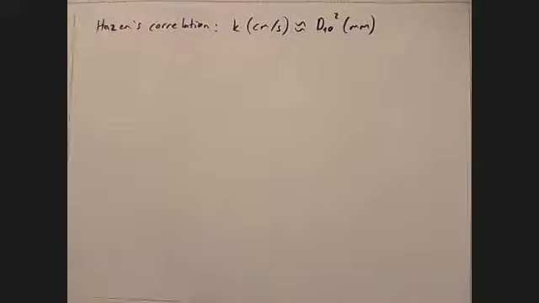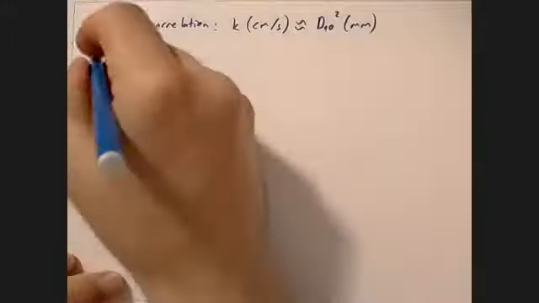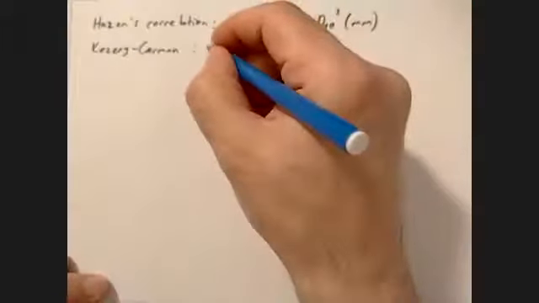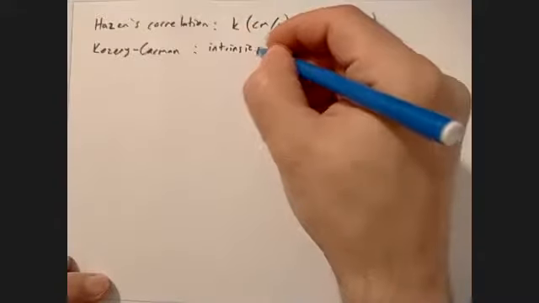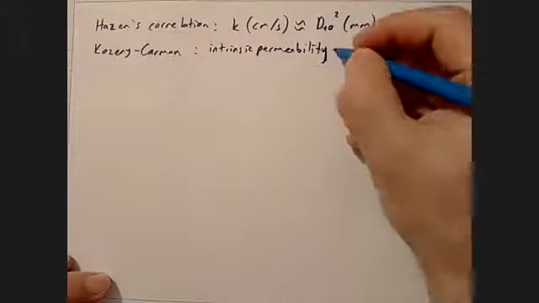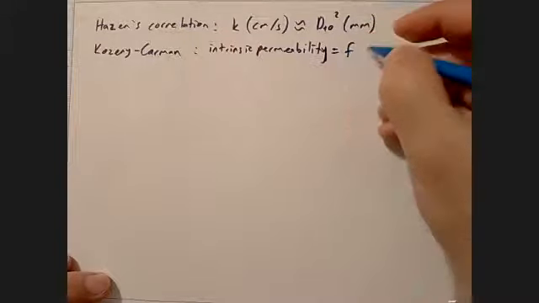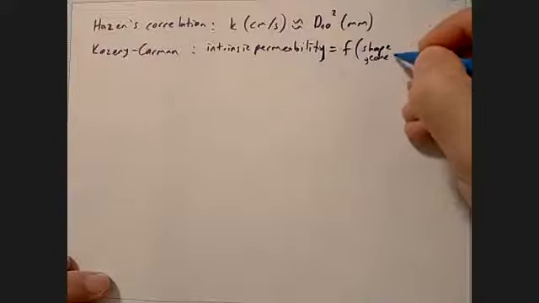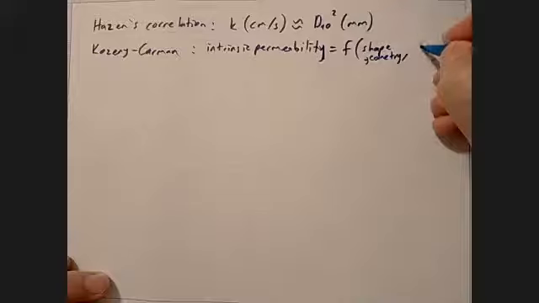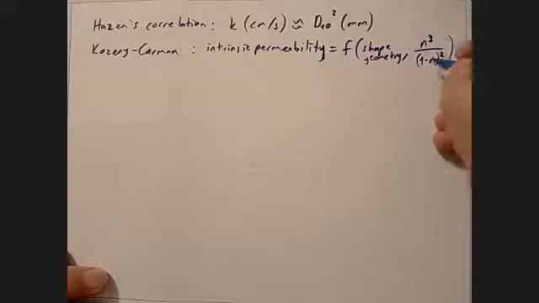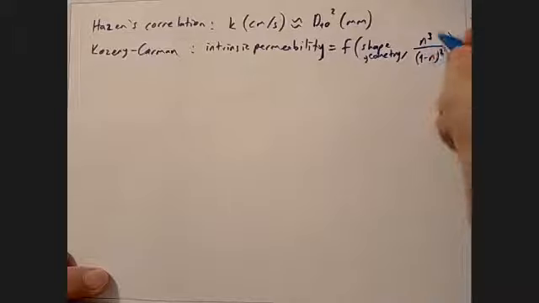And there is also a more advanced relationship called Kozeny-Carman, which says the intrinsic permeability is controlled by shape, geometry, etc. of pores, but also is proportional to n cubed over (1 minus n) squared, where n is the porosity.